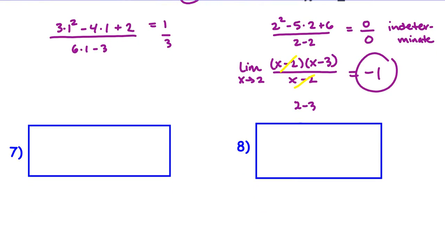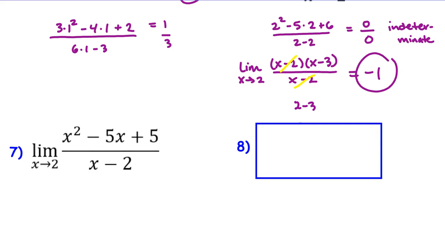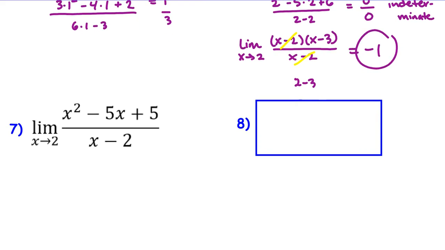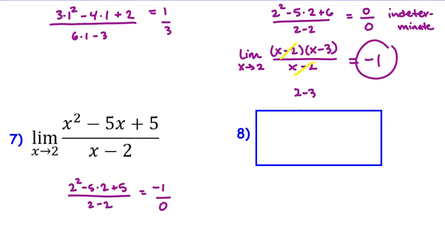Let's take a look at number 7. It's another rational function. Let's try direct substitution. 2 squared minus 5 times 2 plus 5 over 2 minus 2. Okay, so that would be 4 minus 10 plus 5. That's negative 1 over 0. Okay, well, what happens if you have 0 on the bottom and not 0 on the top? We saw in the last problem, 0 over 0 is indeterminate, and you find another way to solve the problem. But if you have something else over 0, that means it's undefined.